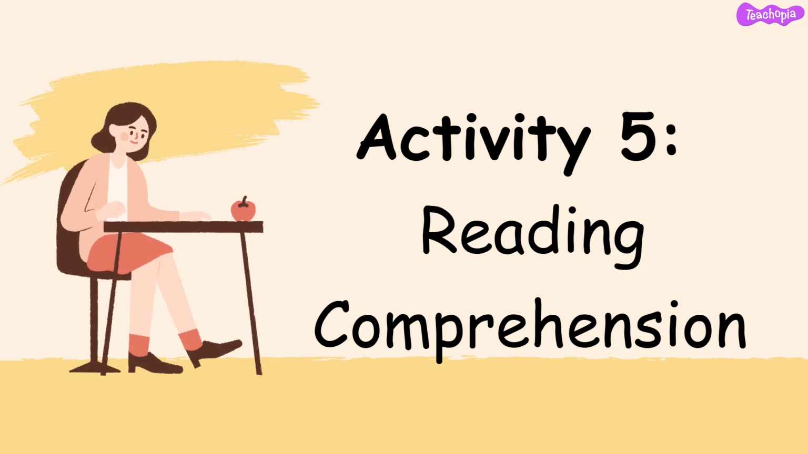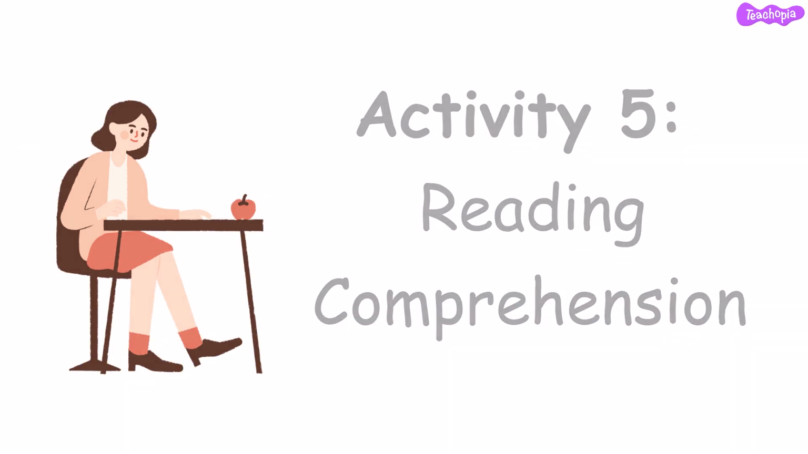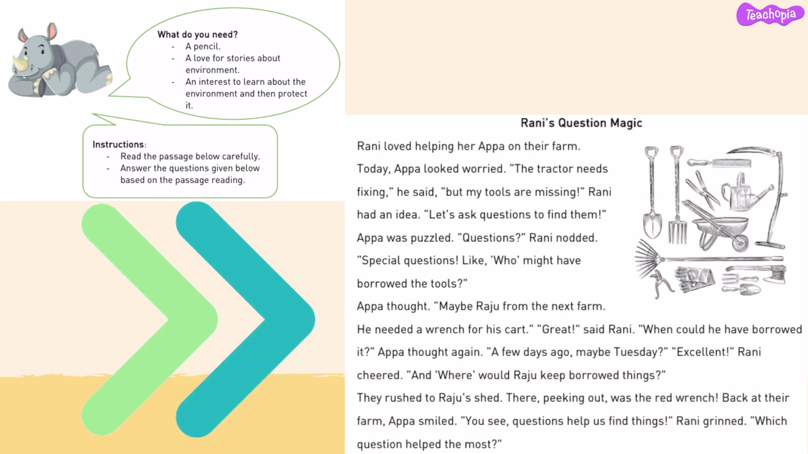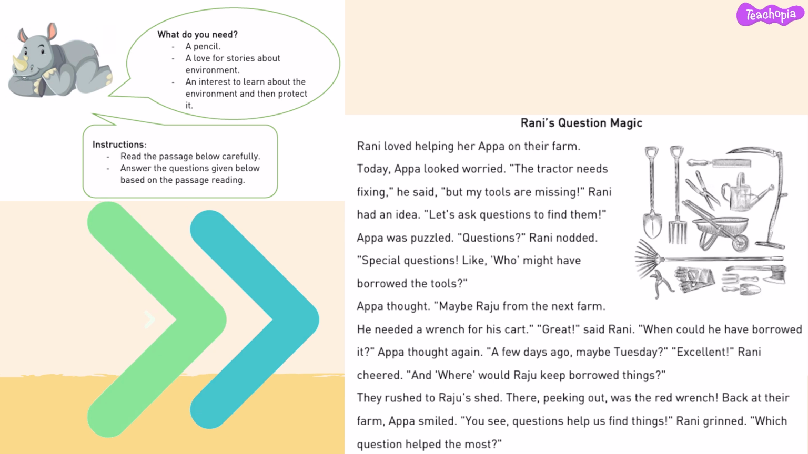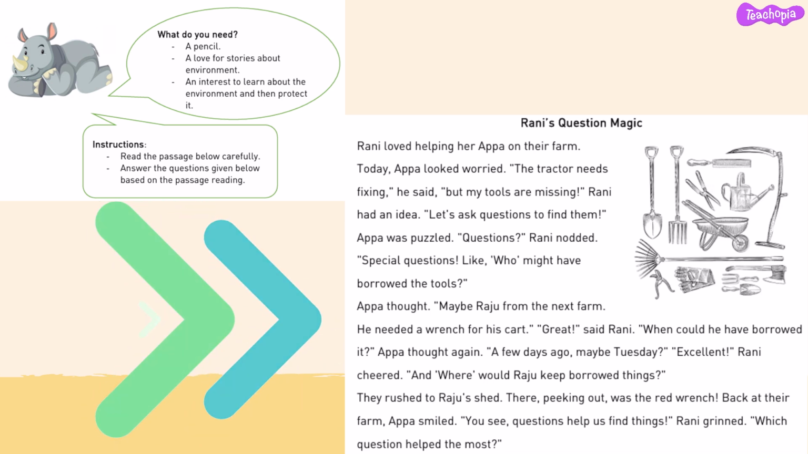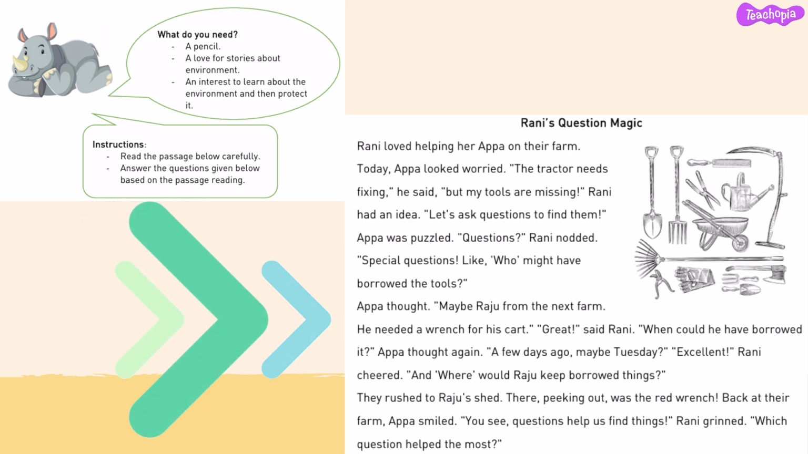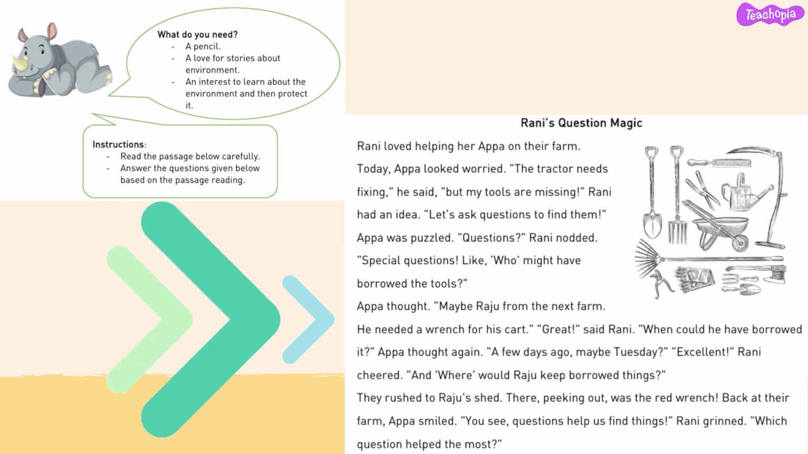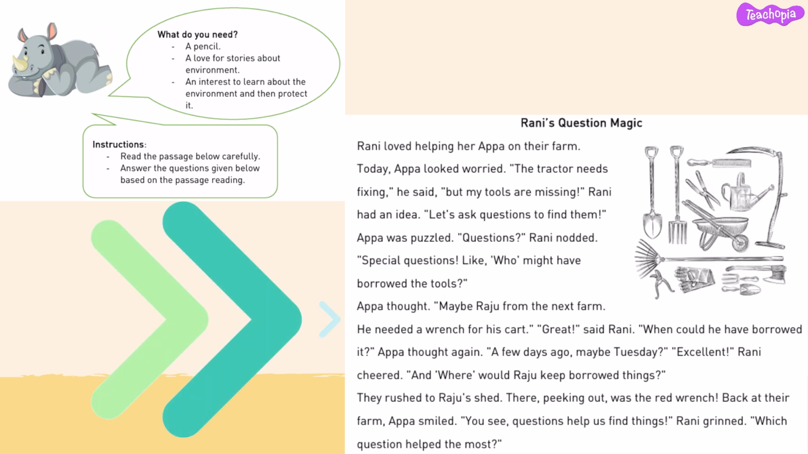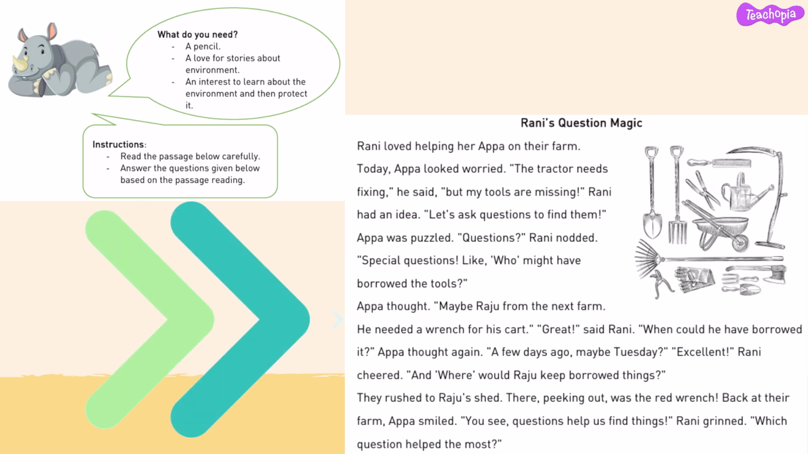Next, we have our activity 5, which is a reading comprehension. And it's a very interesting reading comprehension. So let's read. Now, reading comprehension would develop the reading, listening, and the writing skills of our learners. Yes. So the learner should also have a love for stories about environment and how to protect it. So let's start reading the comprehension.